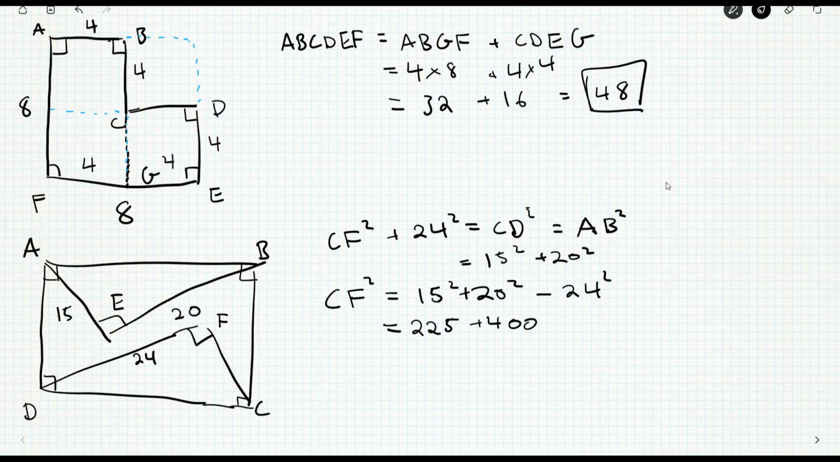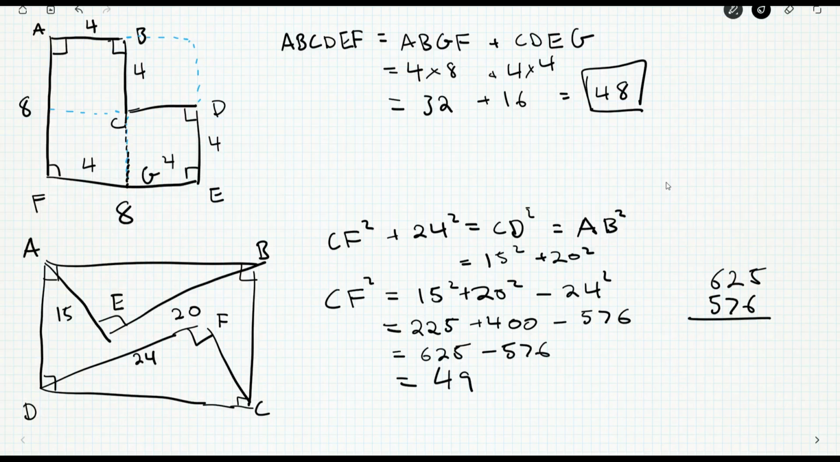And you got 15 squared is 225, 20 squared is 400, and 24 squared is 576. Okay. So we get 625 minus 576, and you're not going to be doing that one in your head. But you could say, well, 575 is 50 less than that, so it's really 50 minus 1. It's going to be 49. If you didn't bring your calculator, by all means, go old school, line them up like this, and you'll still get 49.